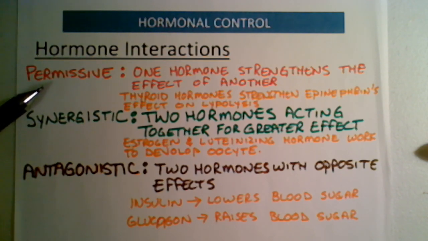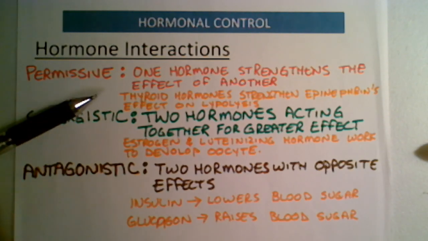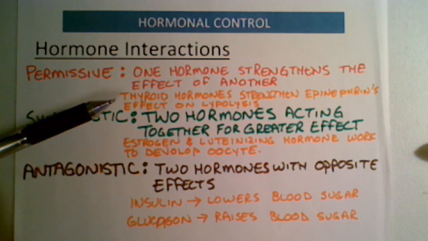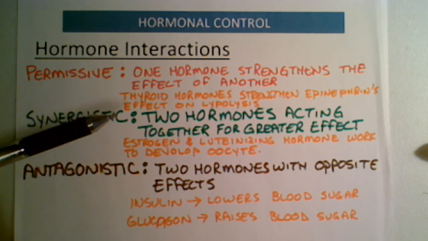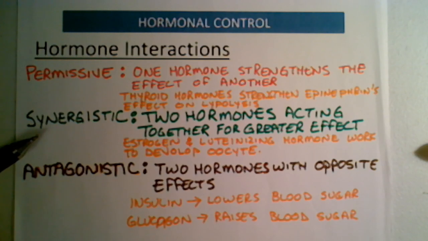Permissive hormones are two different hormones that help each other. So it just says one hormone strengthens the effect of another. My example here is something that we haven't really talked about, but thyroid hormones can strengthen epinephrine hormones' effect on lipolysis, breaking down fat. So we have two unrelated hormones that are going to be helping one another. They strengthen the effect.